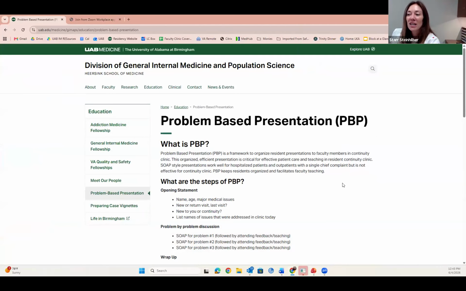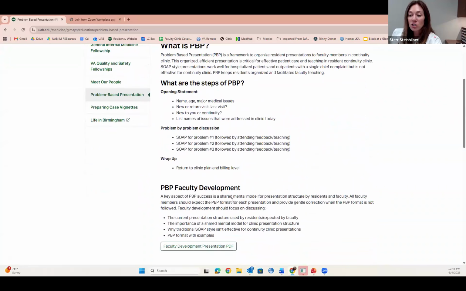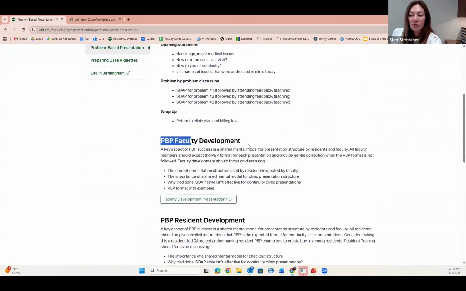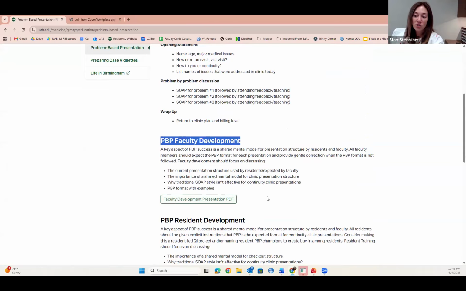Okay. So I'll put it in the chat, but we made a website just because when we would go to SGIM or APTR or any of those, people would ask, and we wanted to have all of our resources, because we would love for people to have them if it helps people. So it basically describes what it is. There's also a section that says faculty development. And so there's a whole PowerPoint of our data from before, as well as what problem-based presentation is, the same type of slides that you could show faculty.